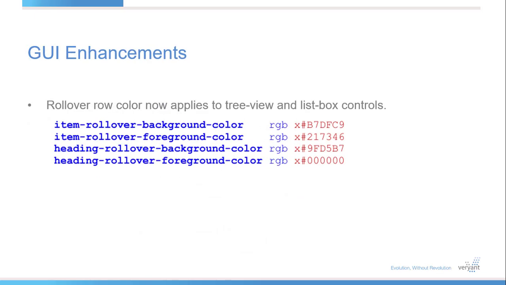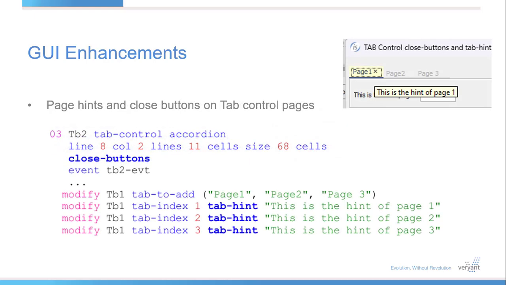This version adds several GUI enhancements. Like the grid rows in past versions, now when a mouse hovers over a row in a tree view or a list box, it can change color if you set the rollover color value. Give your users more information with pop-up hints for each tab, as well as the power to shape their displays by providing an X close button with the Close Buttons property. This will remove the tab from the display.